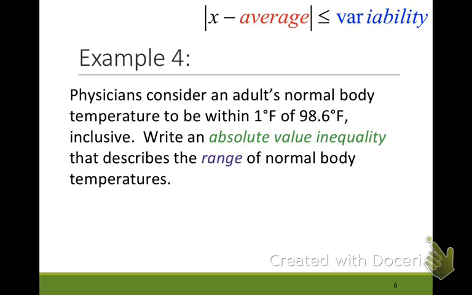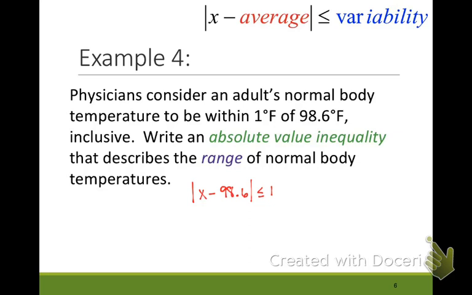So I'm going to have the absolute value of x minus 98.6, because that's the middle of it, less than or equal to 1. The variability is 1, right? 1 above, 1 below. Biggest thing here is trying to use a little bit of common sense and say, okay, what's my window? Where can everything fit in? Okay?